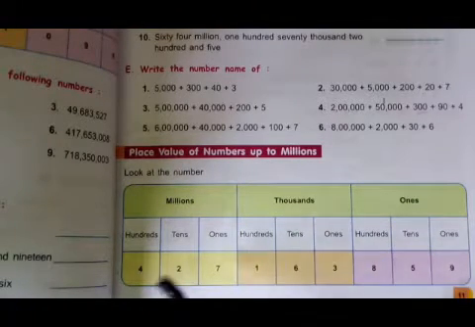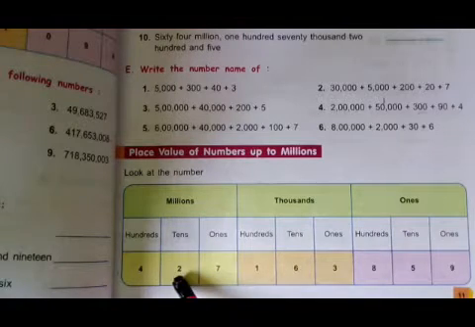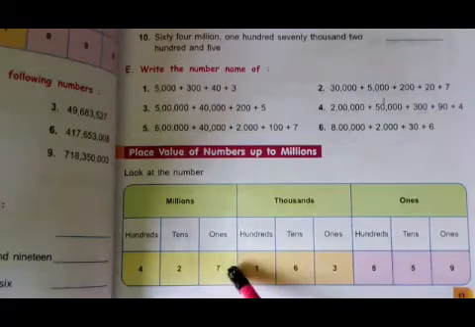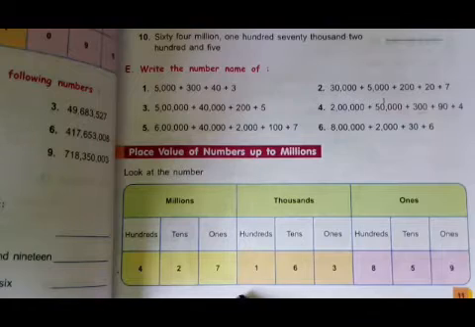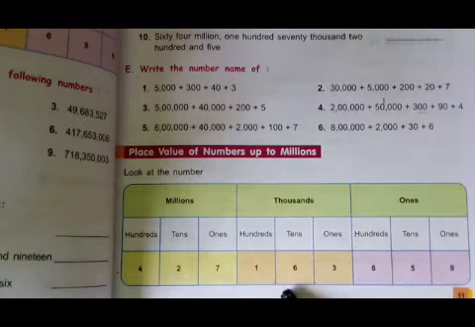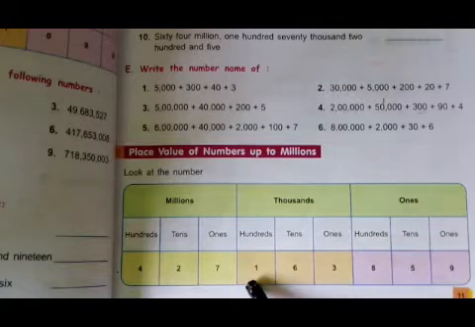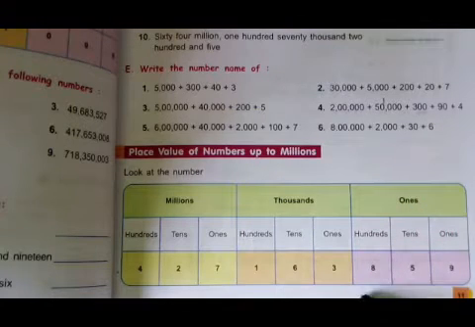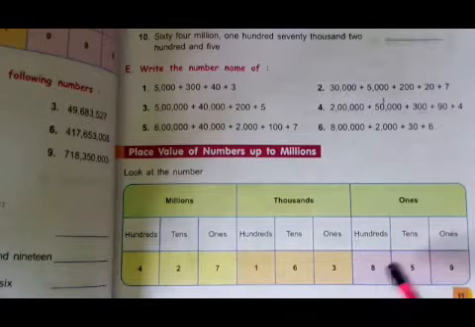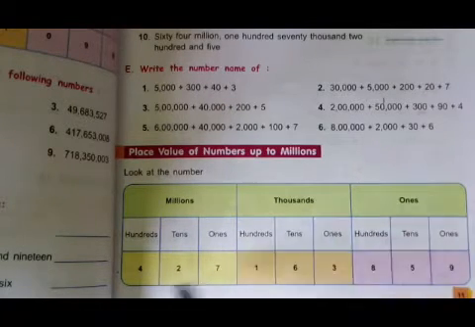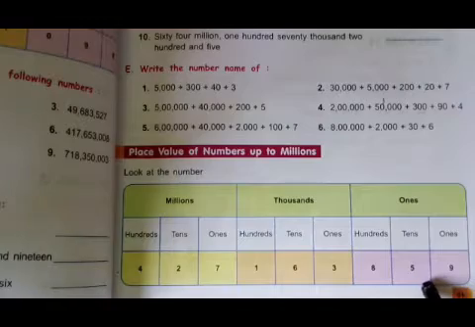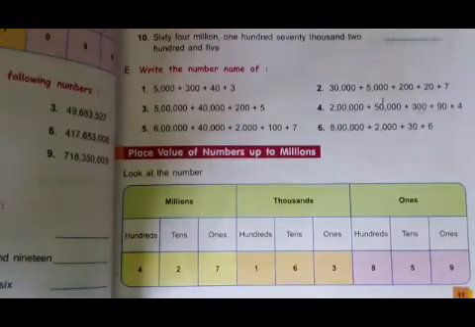You have to put a comma. 427 million, comma, 163,000, comma, 859. So this is the number: 427,163,859. Okay, let's move to the next page.